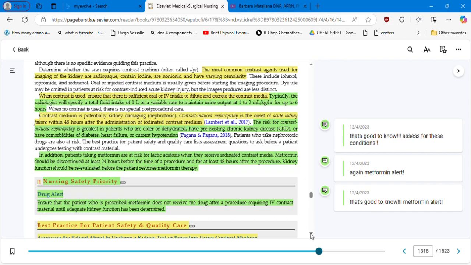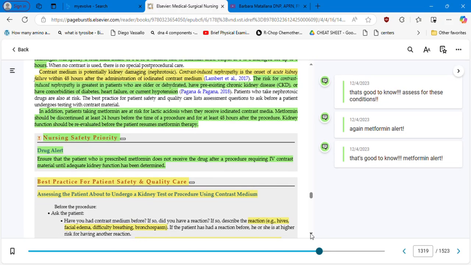The risk for contrast-induced nephropathy is greatest in patients who are older or dehydrated, have pre-existing chronic kidney disease, or have comorbidities of diabetes, heart failure, or hypertension. Now, in addition, patients taking metformin are at risk for lactic acidosis. Another good point to know for the exam is lactic acidosis. It's not ketoacidosis. It's not another type of metabolic acidosis or alkalosis. No, it's lactic acidosis. Lactic acidosis is in reference to the muscles, okay?